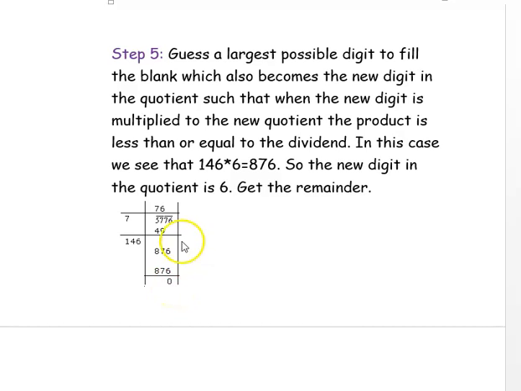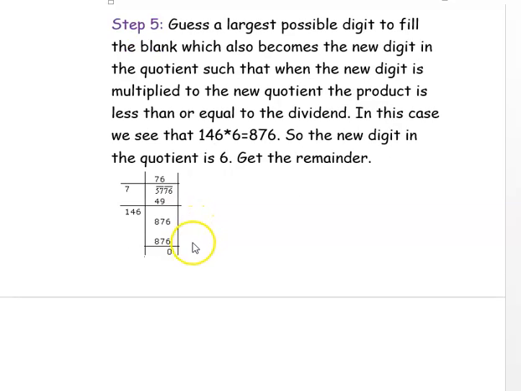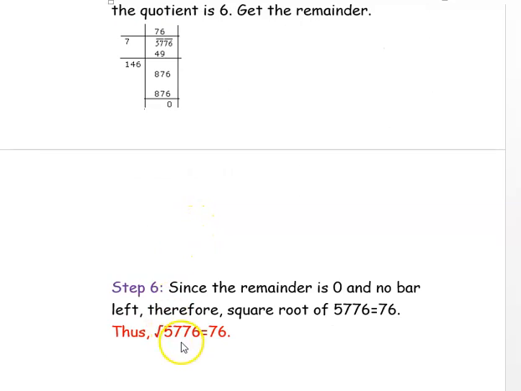Since the remainder is 0 and there is no pair here, we can stop our work here and we can conclude that the square root of 5776 is 76.